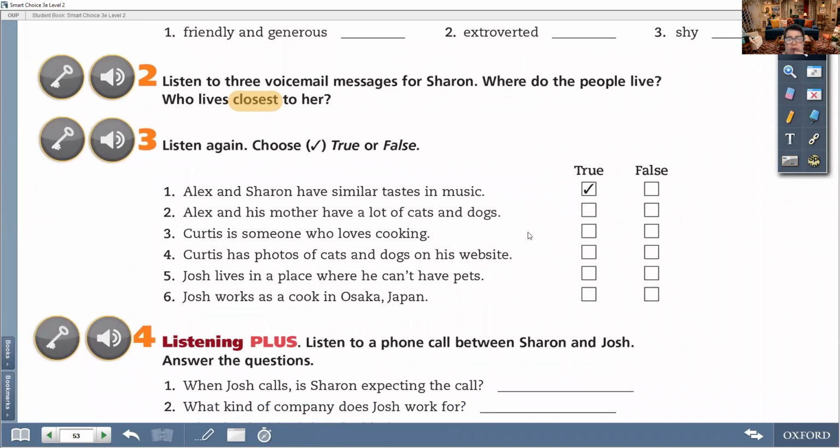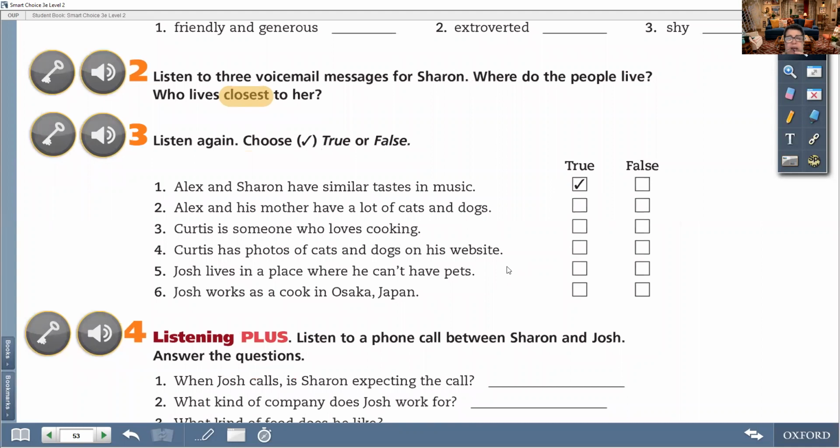So, I will play the audio for you one more time, and then you will try to see that. Does he have cats and dogs or only cats? Okay. What about Curtis? Does he like cooking? Yes or no? Here it says that he is someone who loves cooking. Let's check it out and see, right? So I will play that once again and then you try to get the answers. Okay, just a second. Who lives closest to her?